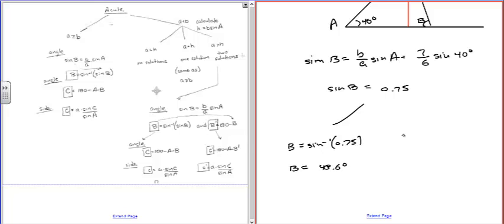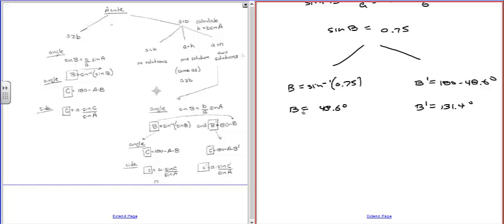Now, the other solution, which I'll put over here, B prime. We don't use the inverse sine because that's still going to give us 48.6 degrees. We need essentially the second quadrant solution. So we take 180 minus the answer we just got, 48.6. The second angle solution, which is our obtuse solution, is 180 minus 48.6, which is 131.4 degrees. So this is one solution, this is the other.